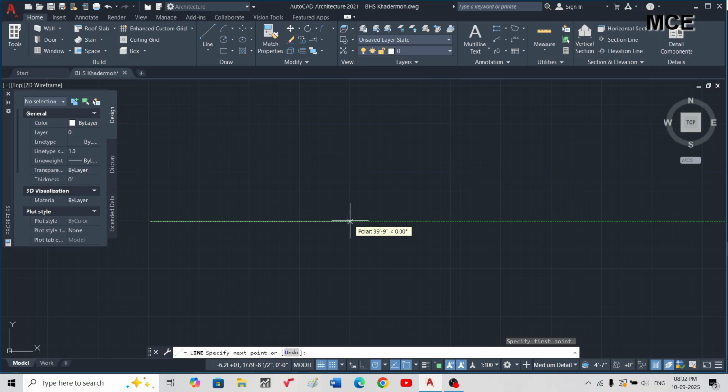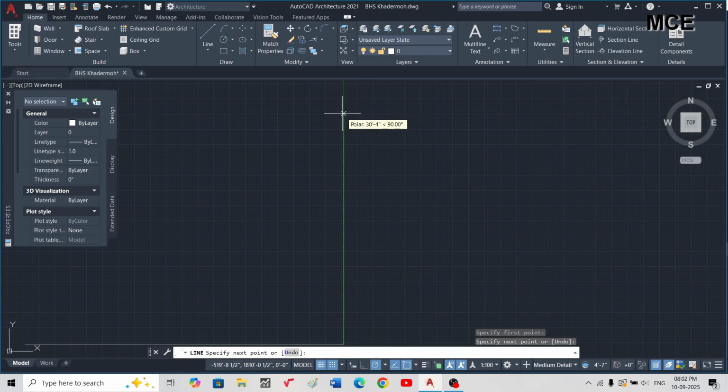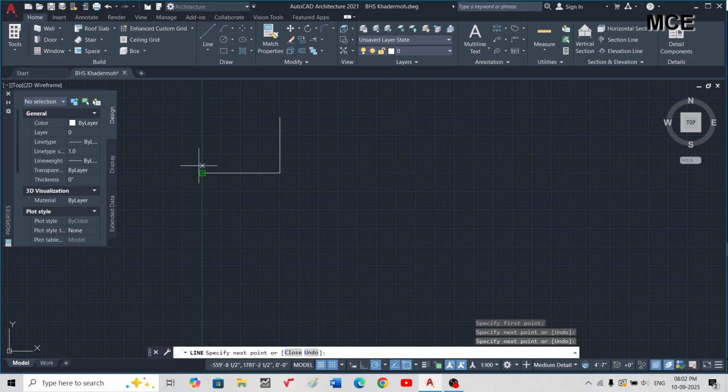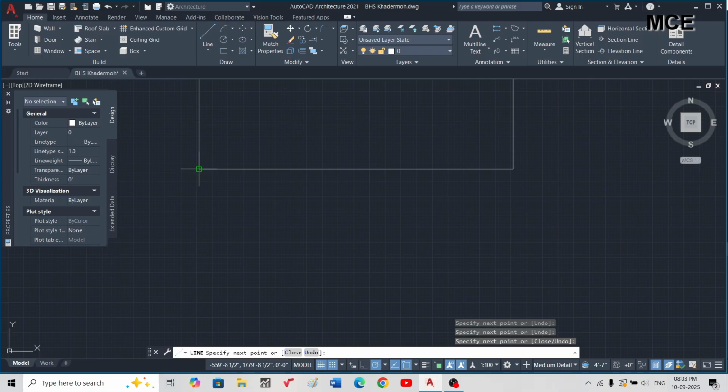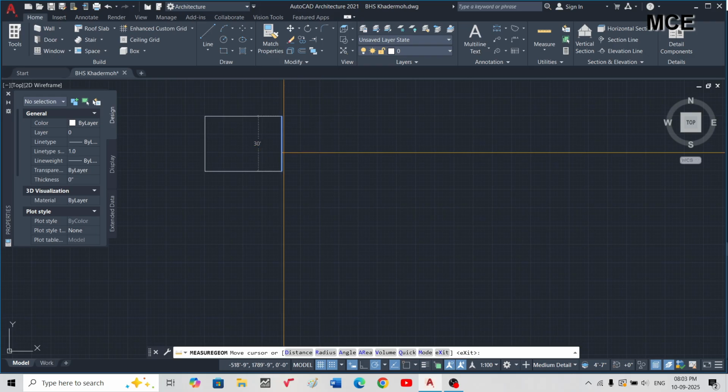So my building is 40 feet by 30 feet. I will first draw the plan with a length of 40 feet and a width of 30 feet. I am drawing all the units in feet, because at site we usually do all the work in feet. So 40 by 30 will be the plan of my building. First I will draw the building plan, that is 40 feet by 30 feet, in AutoCAD. So this is my building plan, which is exactly 40 feet by 30 feet.